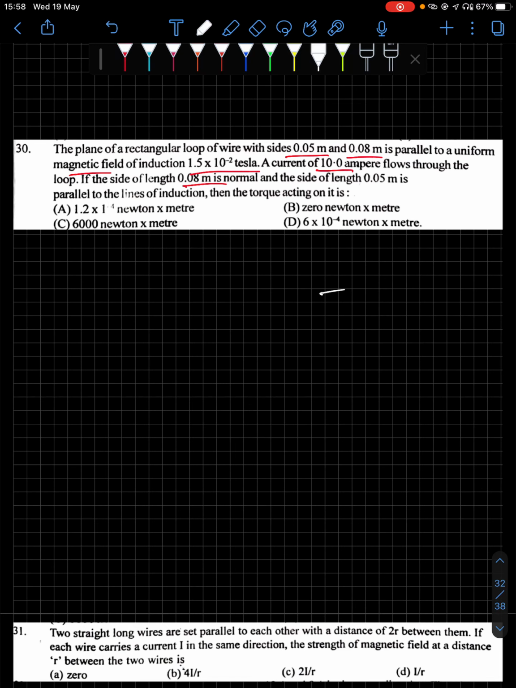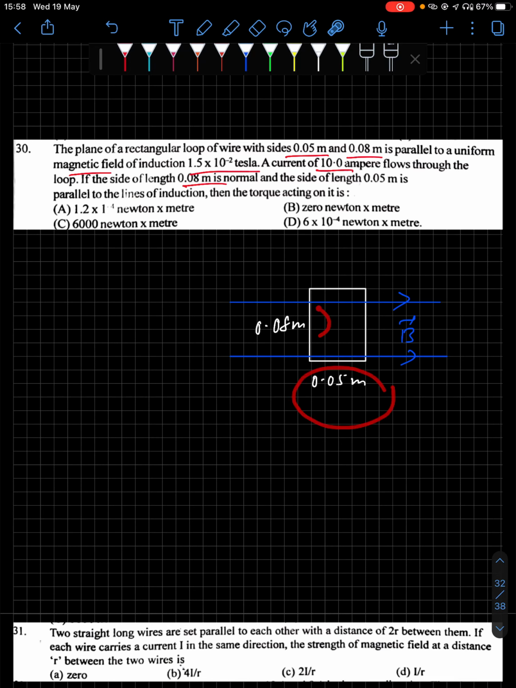So you can consider the loop, or the coil, to be in this manner, and here the shorter length is 0.05 meter and the longer one is 0.08 meter. Now it is said that the longer one is perpendicular to the magnetic field. Say the magnetic field is going from left to right, and now it is pretty obvious that the shorter length is parallel to the magnetic field and the longer length is perpendicular to the magnetic field.